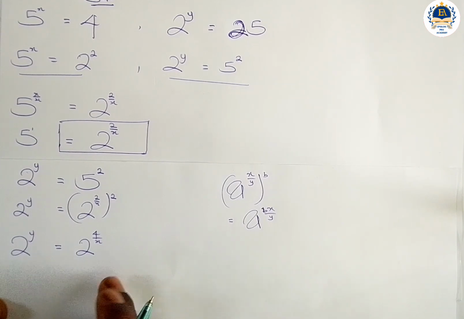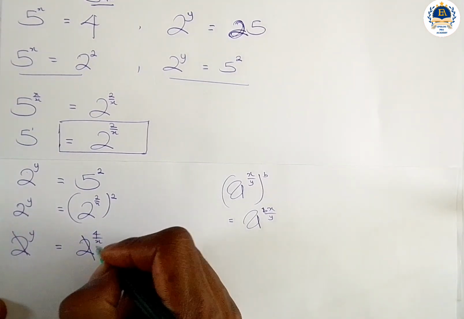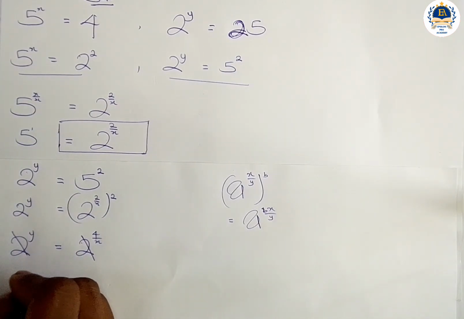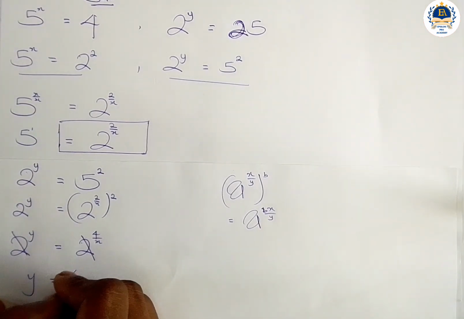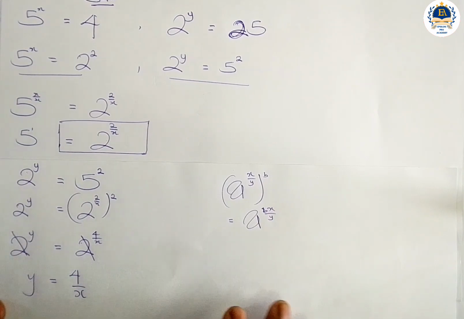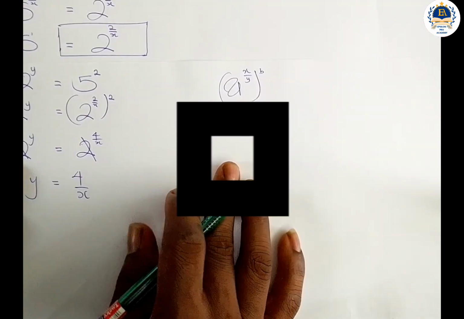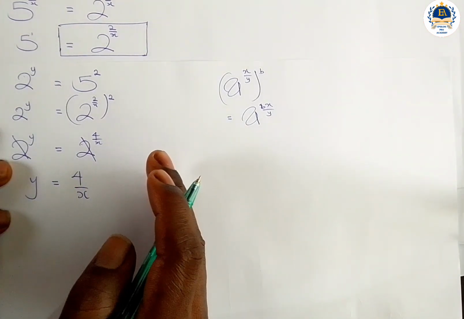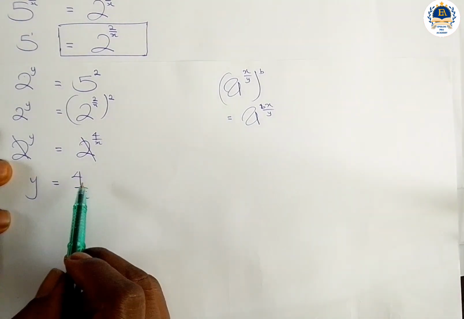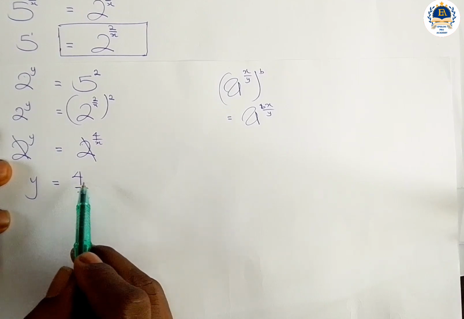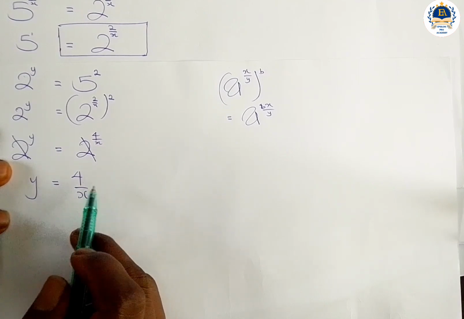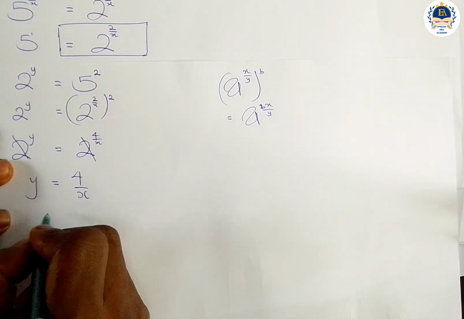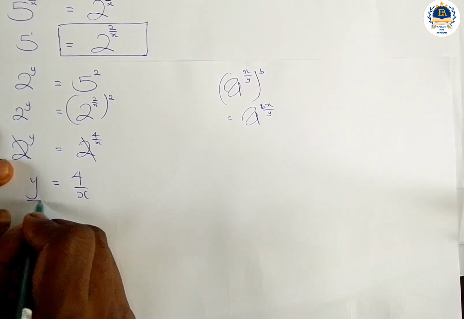Because we have equal bases, the bases cancel, and we're going to be left with y is equal to 4 over x. Considering this side of the equation and this side, since the right hand side is written as a fraction, a number divided by another number, but the left side is not, we can also provide 1 as the denominator, so the equation will look the same.